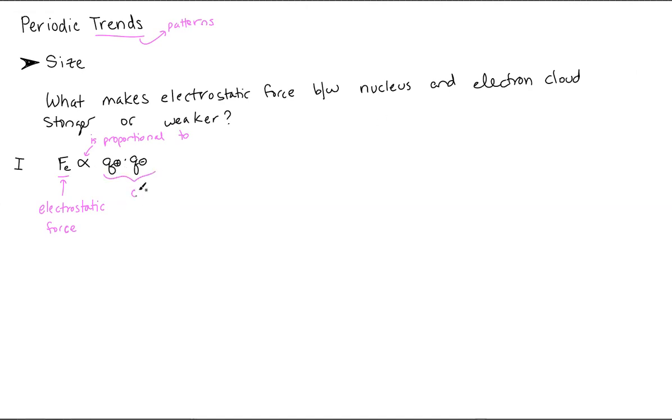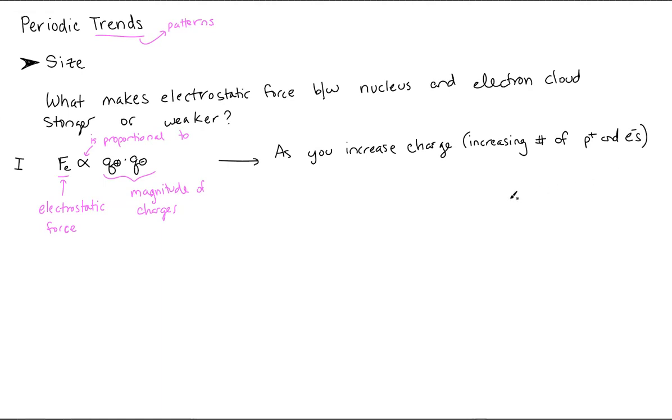I'm going to put the magnitude or the amount of charges. So electrostatic force is proportional to magnitude of the charges. What does that mean? All it means is that as you increase the charge, which the way to increase the charge is to increase the number of protons and electrons, right? The electrostatic force increases. Even more simply, as charge goes up, electrostatic force goes up. That's all it means.